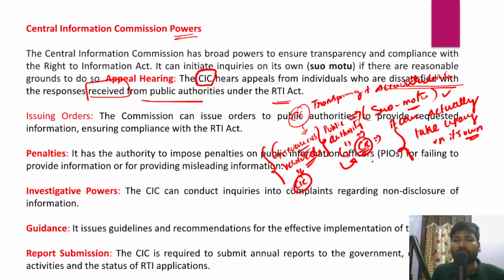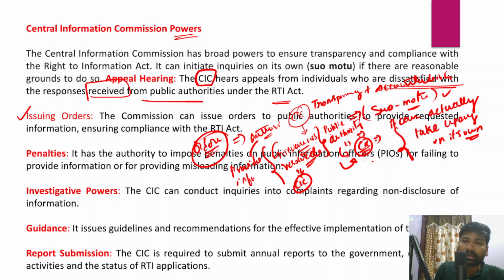Central Information Commission. And apart from that, it can also issue orders on certain matters to public authorities, right? So what sort of order can it issue? It can issue an order to certain authorities that these authorities must provide the relevant or requested information, thereby ensuring compliance with the Right to Information Act.